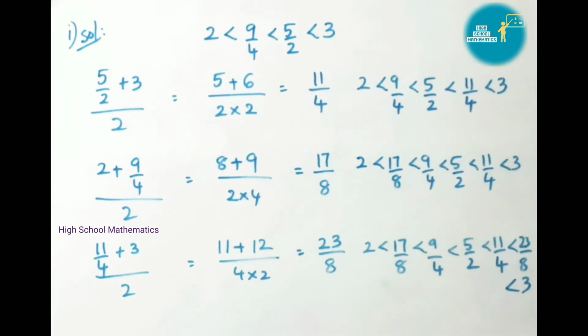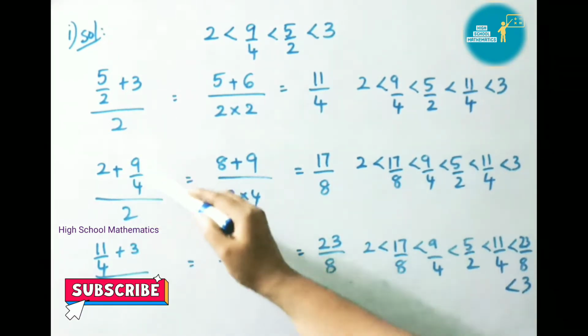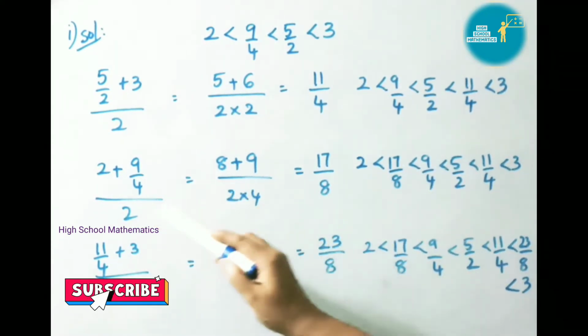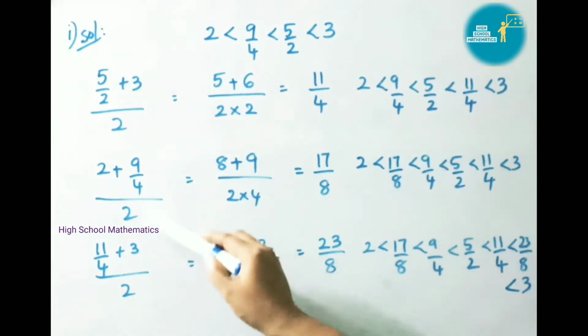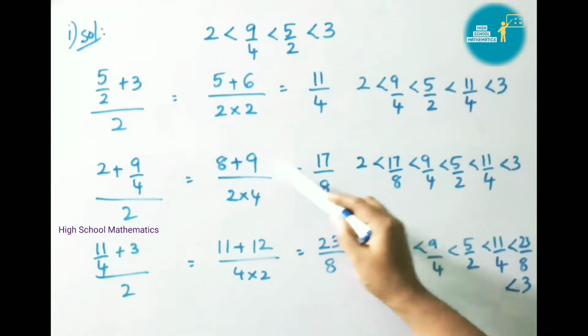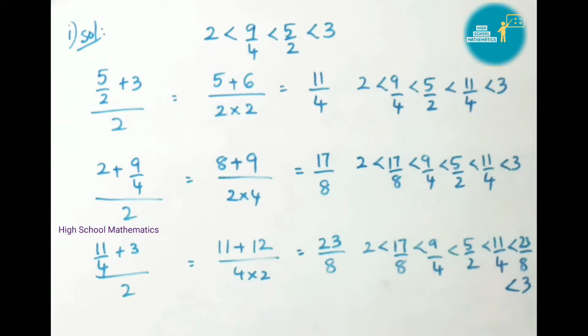Till now we got only 3 rational numbers between 2 and 3. Now let us continue the process. Now we are going to find the rational number between 2 and 9 by 4. So (2 plus 9 by 4) by 2, that equals (4 2s are 8 plus 9) by 2 into 4, that equals (8 plus 9) 17 by 2 4s are 8. Therefore, the rational number between 2 and 9 by 4 is 17 by 8. Now we got 4 rational numbers between 2 and 3. So, one more rational number we need to find.